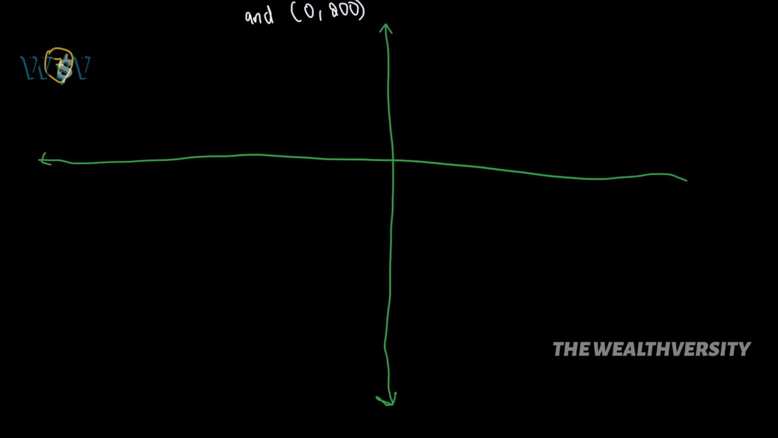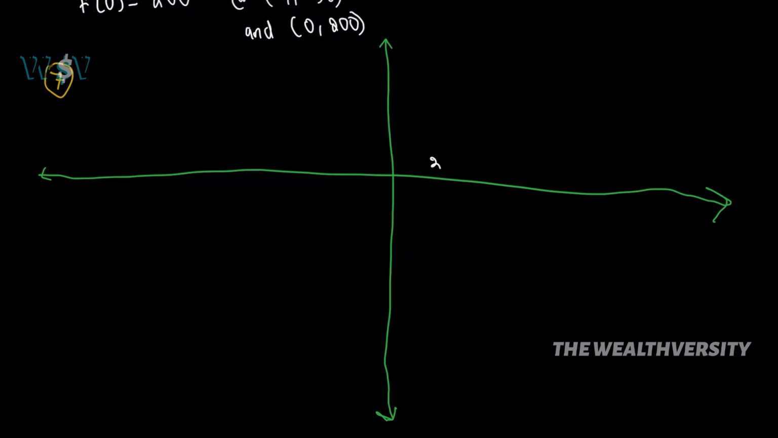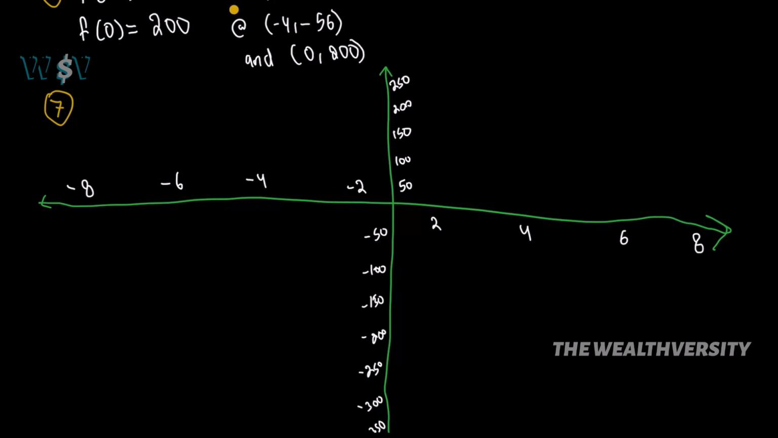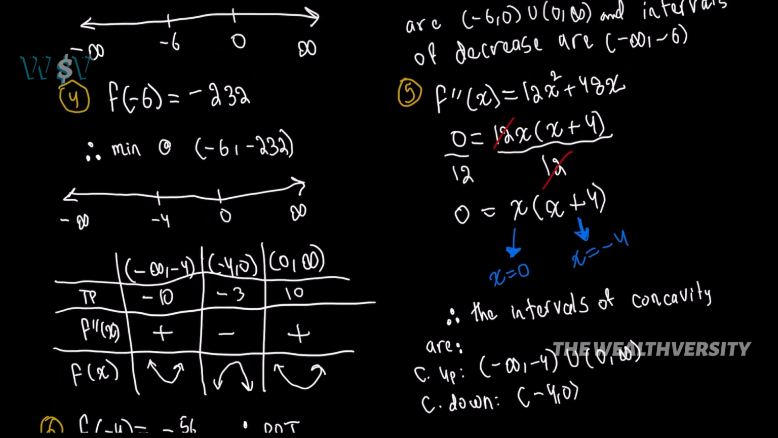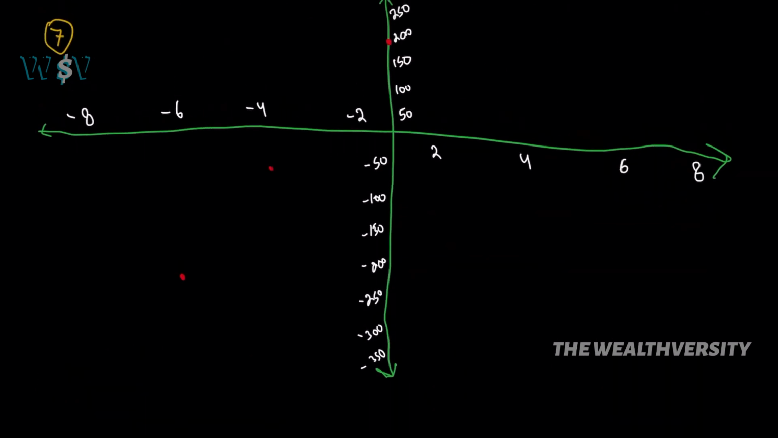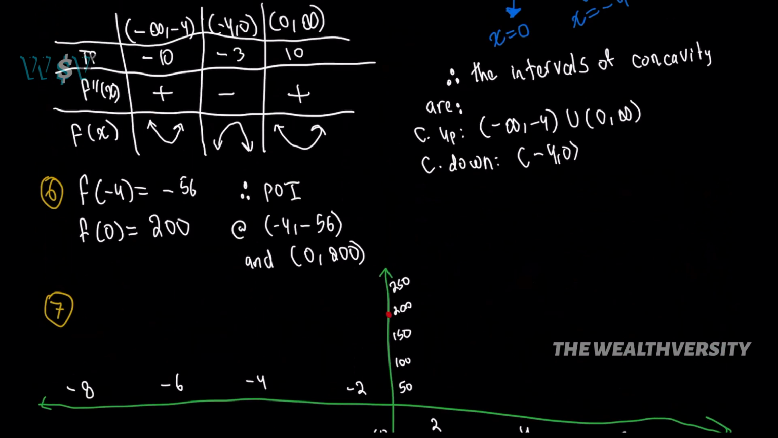So first of all, we draw the graph using appropriate scales on both the x-axis and y-axis. So we will go up and down by 2 on the x-axis and by 50 on the y-axis. Next, we will plot our minimum or maximum points, points of inflection, and any horizontal or vertical asymptotes. So we have a minimum at (negative 6, negative 232), an inflection point at (negative 4, negative 56), and another inflection point at (0, 200), and we have no asymptotes.